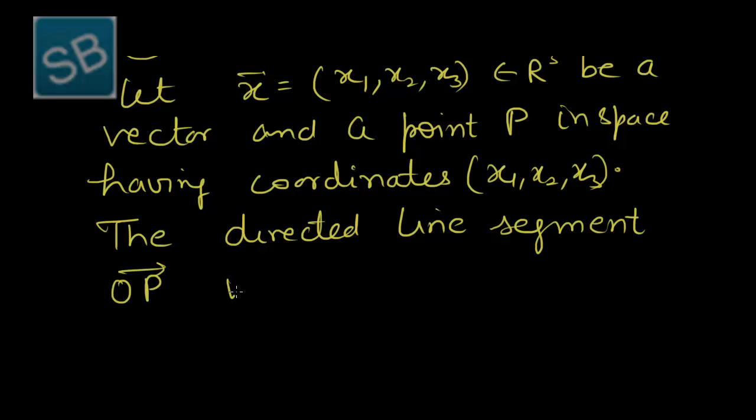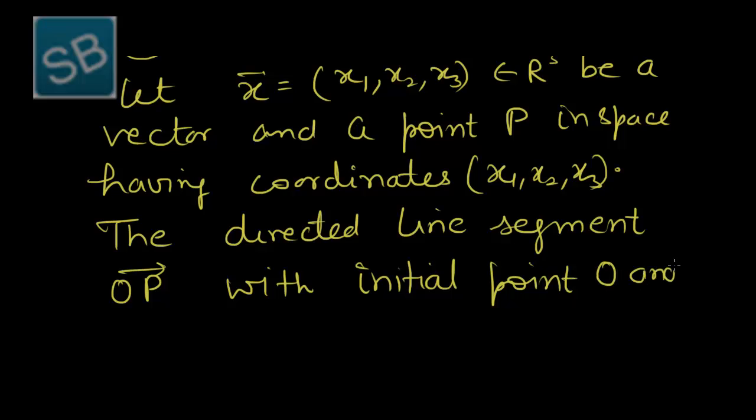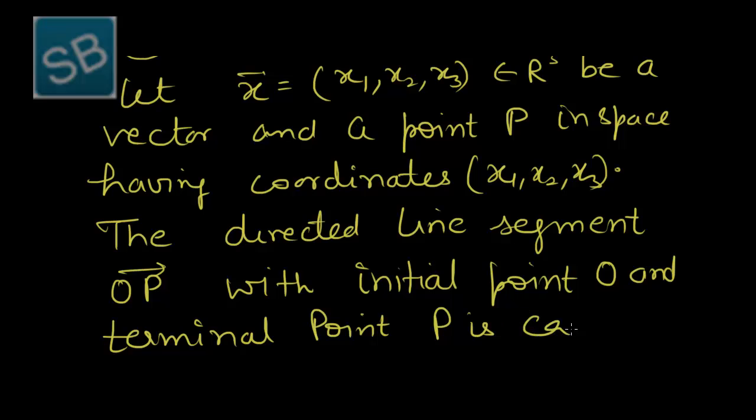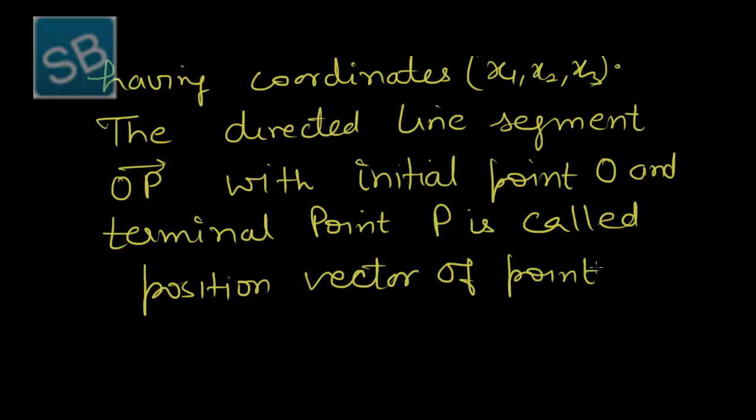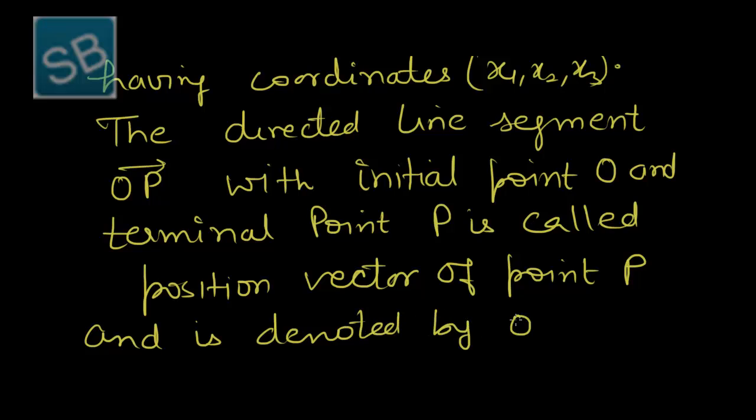OP with initial point O and terminal point P is called the position vector of point P and is denoted by OP.